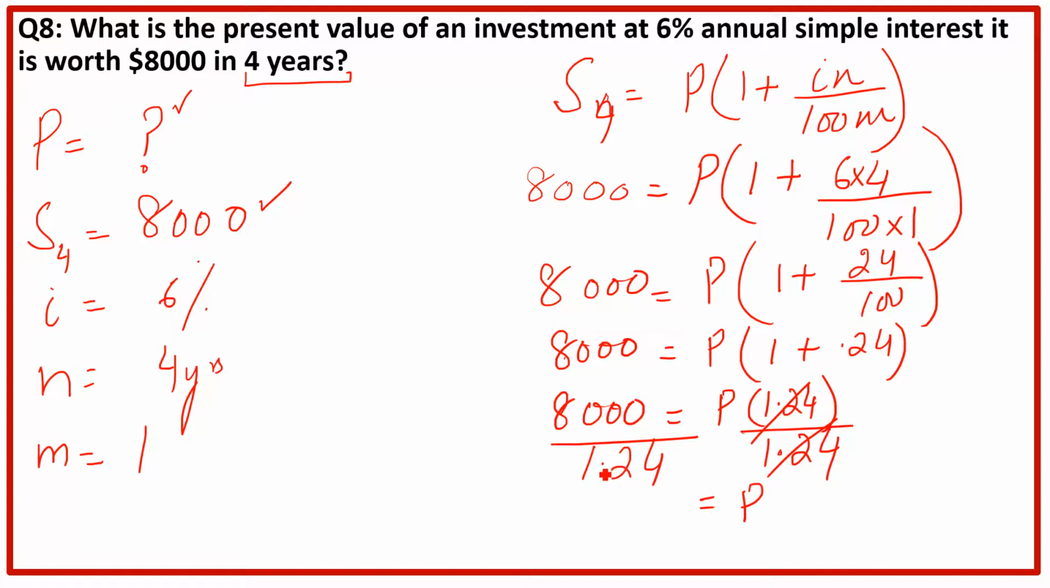Divide 8,000 by 1.24, you will get 6,451.61. So it means your P, currently you have $6,451.61, or 61 cents. If you want, you can just make a round figure: $6,451. If you invest this amount today, after 4 years at the interest rate of 6%, it will be 8,000. Practice this problem.